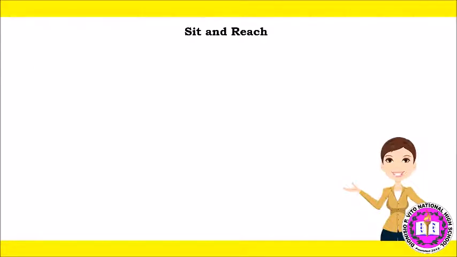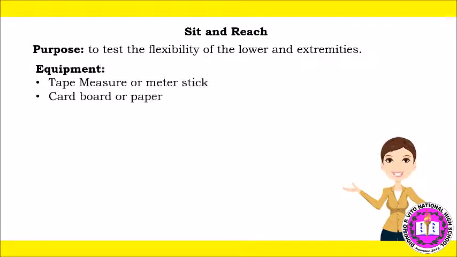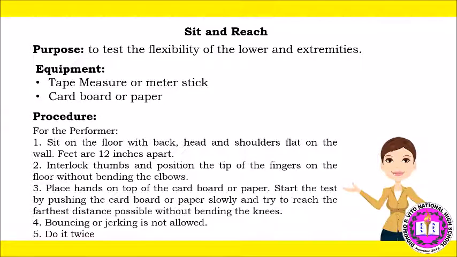Next, sit and reach. Purpose: to test the flexibility of the lower back and extremities. Equipment: tape measure or meter stick, cardboard or paper. Procedure, for the performer: First, sit on the floor with back, head, and shoulders flat on the wall. Feet are 12 inches apart.